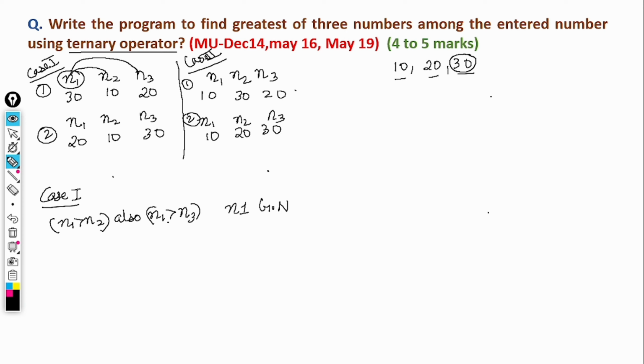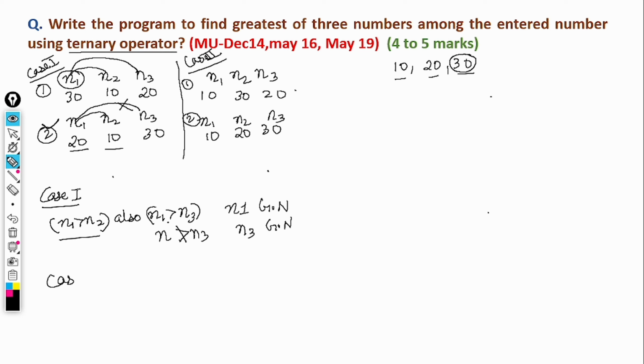Again in this case, n1 is greater than n2, which is this second part: 20 is greater than 10. But what has happened over here? You see, n1 is not greater than n3. So here n1 is not greater than n3, and what has happened is n3 is the greatest number. So this was your case 1 when n1 is greater than n2: n1 will be the greatest number in one sub case, and n3 will be the greatest number in the other.